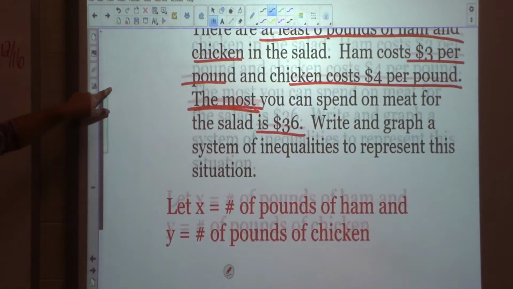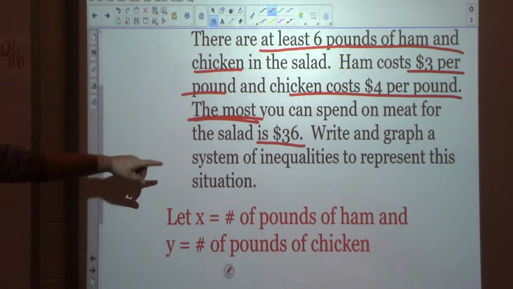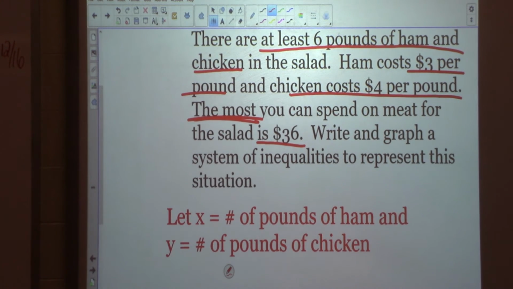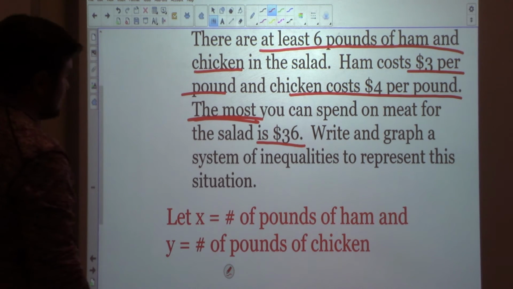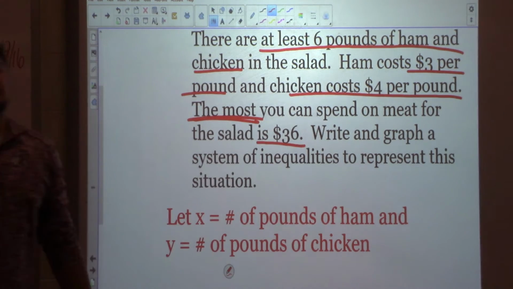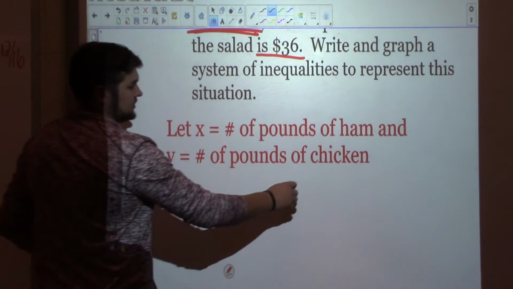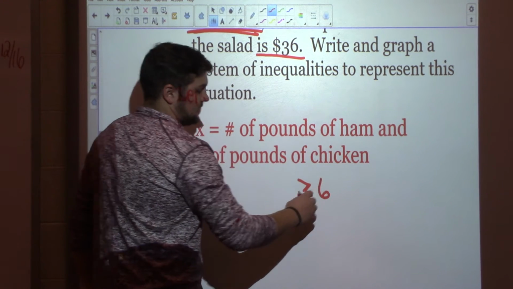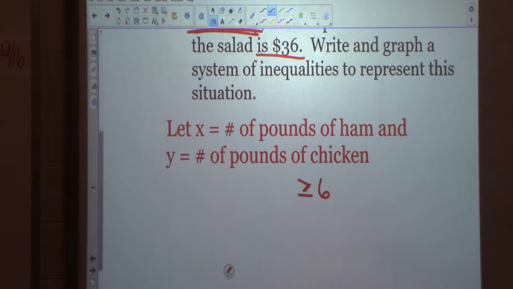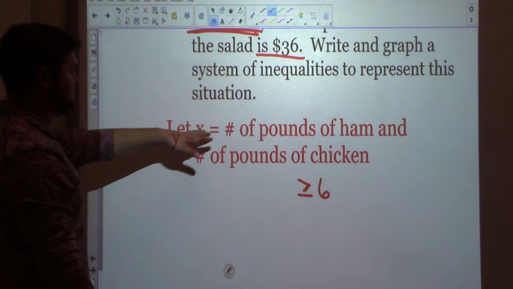Alright. I'm going to let X be pounds of ham and Y be pounds of chicken. So we're talking about two different things here: how much of each we have, and the price of each. If I look at the first part, there are at least 6 pounds of ham and chicken, which means what type of inequality should be used? Greater than or equal to 6. It could be at least 6 or it could be more. Well, how do I know how much ham and chicken I have? X plus Y, pounds plus pounds.